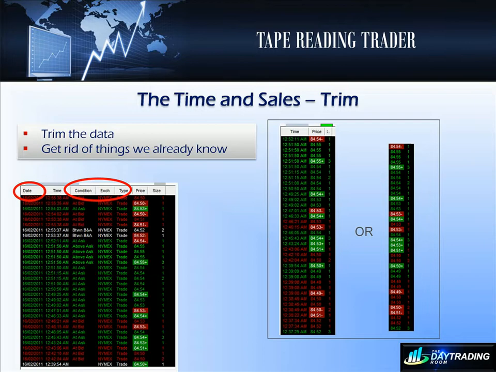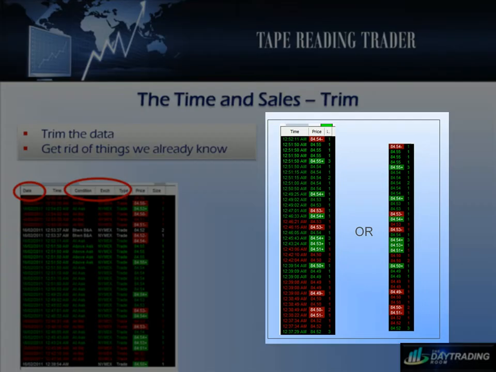Okay, so let's trim the data, get rid of things I already know. Get rid of the date. If we're day trading, we know what the date is, and it doesn't matter. Condition, we know what the condition is. The color is telling us that. We don't need to be told it's at the bid or at the ask. Exchange, if we're trading futures, we know what exchange it's on. It's different for stocks. But if we're trading futures, obviously we know crude oil is NYMEX, so we don't need to be told it's NYMEX. And type as well, we know it's a trade because we've already configured that in the settings. So we trim it down, all we've got is time, price and quantity.